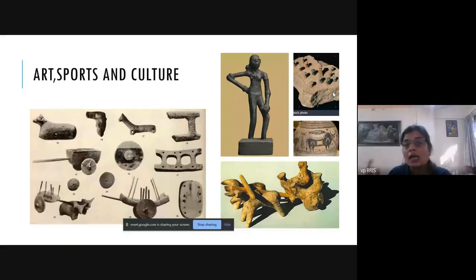What were the art, sports, and culture followed there? If you see these images, these are the artifacts which we got during the excavation of the Indus Valley. The Indus Valley did not exist throughout. After some years, it got drowned. Okay, we'll see later what happened.